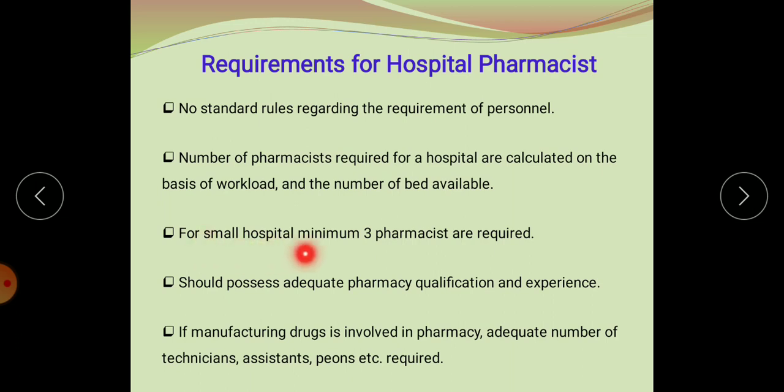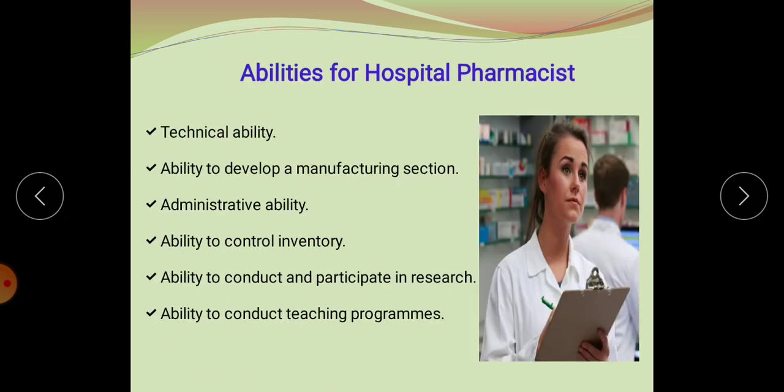For a small hospital, minimum 3 pharmacists are required, which will increase along with the bed size increasing, and they should possess the adequate pharmacy qualification and experience. And if the manufacturing of drug is involved within a hospital pharmacy, then adequate number of technician assistants will be required. This is the basic requirement of a hospital pharmacist.